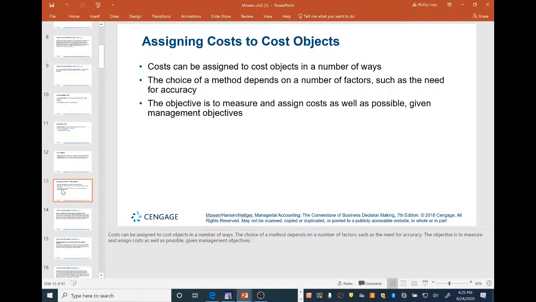Assigning cost to cost objects. Cost can be assigned to cost objects in a number of ways. Pretty much the method depends on a number of factors and the need for accuracy, really. So how accurate does it need to be? There are different factors that can enter into determination of it. Pretty much the objective is to measure and assign cost as well as possible, given management objectives, right? So we have these objectives as a management team, and we're trying to accomplish those objectives.